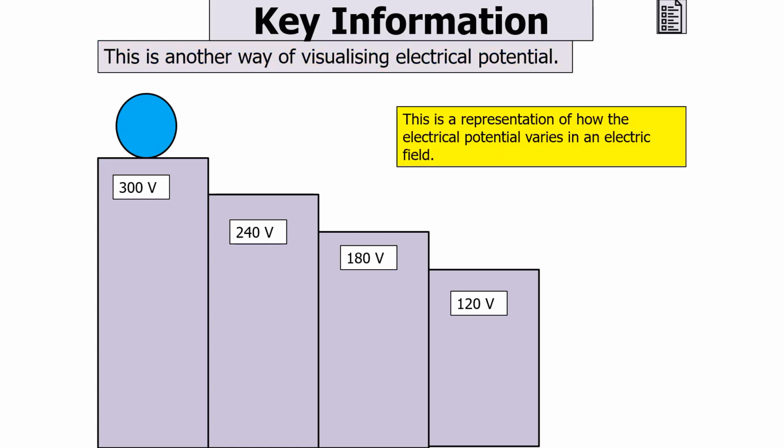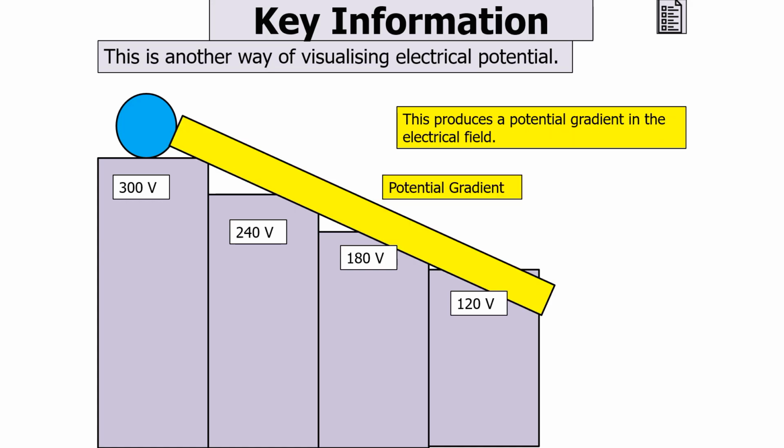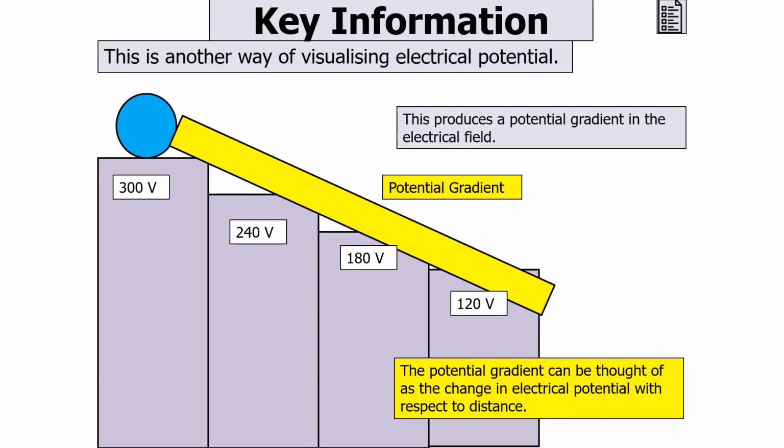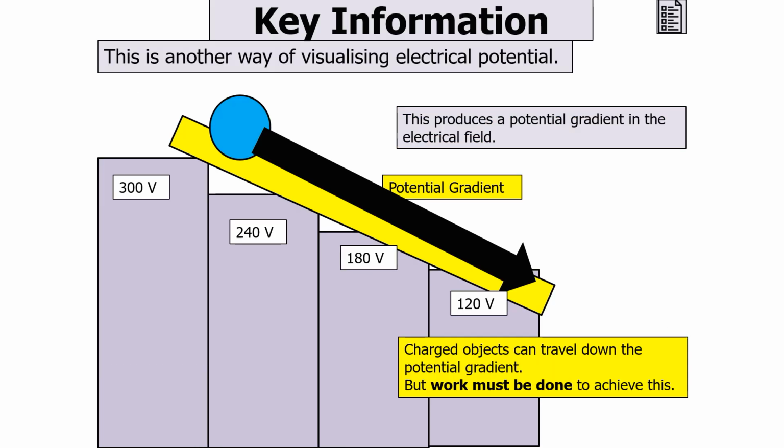Now this is a representation of how the electrical potential varies in an electrical field. So we can consider a representation of how the energy stored per coulomb varies in an electric field. This produces what we call a potential gradient in the electrical field. The potential gradient can be thought of as the change in electrical potential with respect to distance. So the closer the planes of equipotential in the field, the greater the potential gradient in the electrical field. Charged objects can travel down the potential gradient, but work must be done to achieve this.